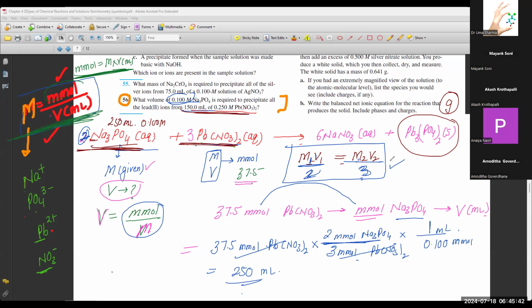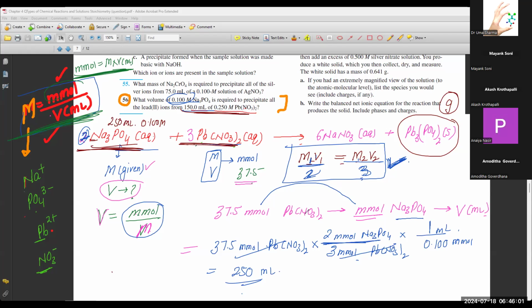Akash, you heard about this equation? So you can use it only if you balance the coefficients. Amodita, you write it down because I think you are more into thinking in this. So if you want, you can use it.